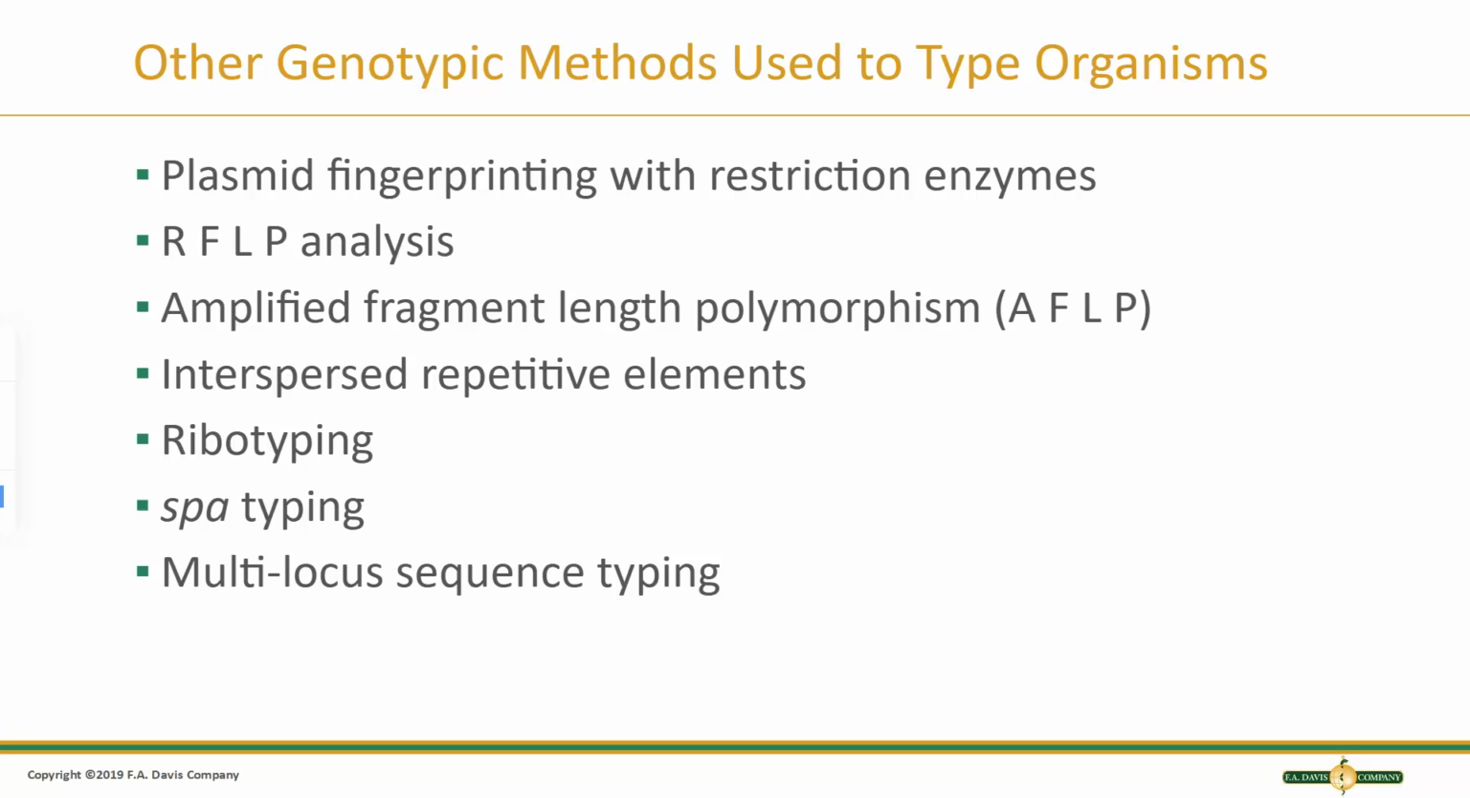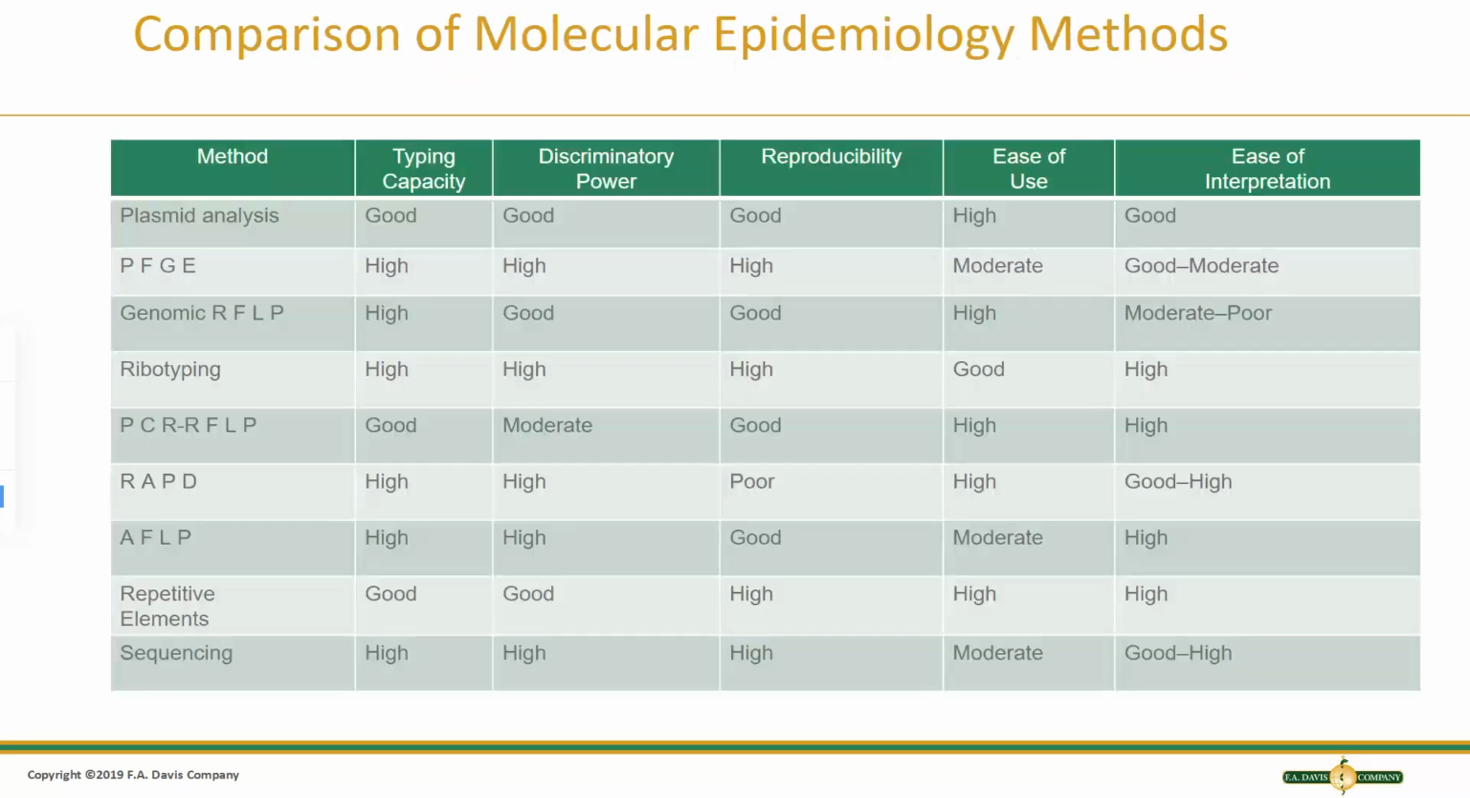RFLP analysis. Instead of just looking at the plasmid, we do restriction fragment length polymorphism of the genome. Amplified fragment length polymorphism: we amplify a particular region and then evaluate the length differences. Interspersed repetitive elements we just talked about. Ribotyping is usually evaluating the ribosomal RNA. SPA typing, multi-locus sequence typing. And here you can see the typing capacity, discriminatory power, reproducibility, ease of use, and ease of interpretation for the various tests.